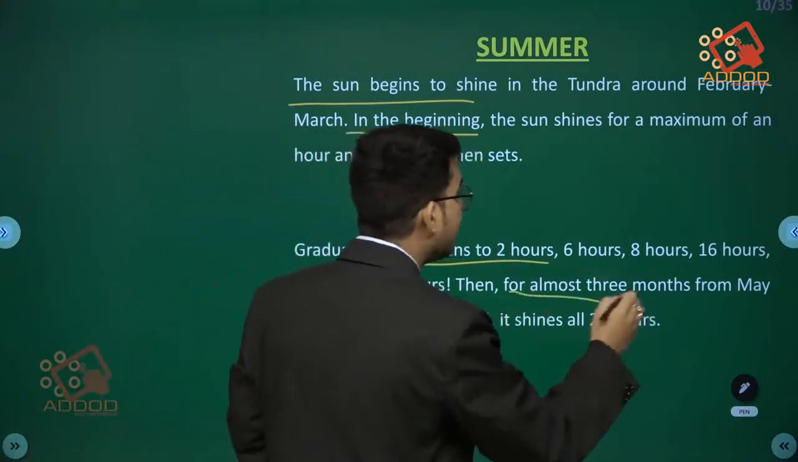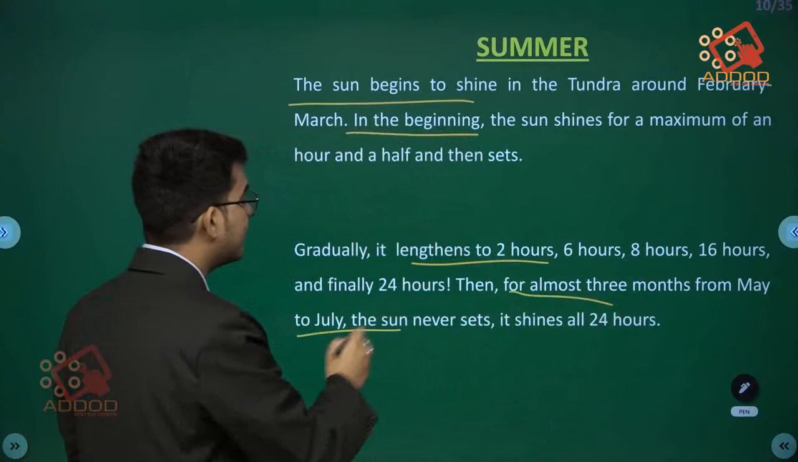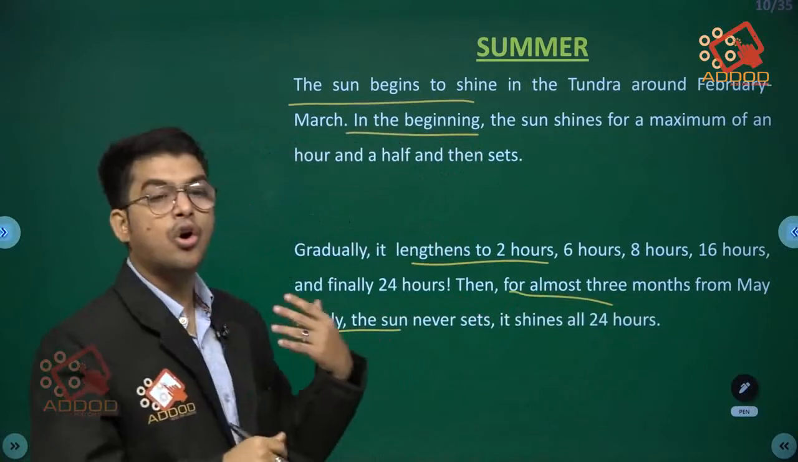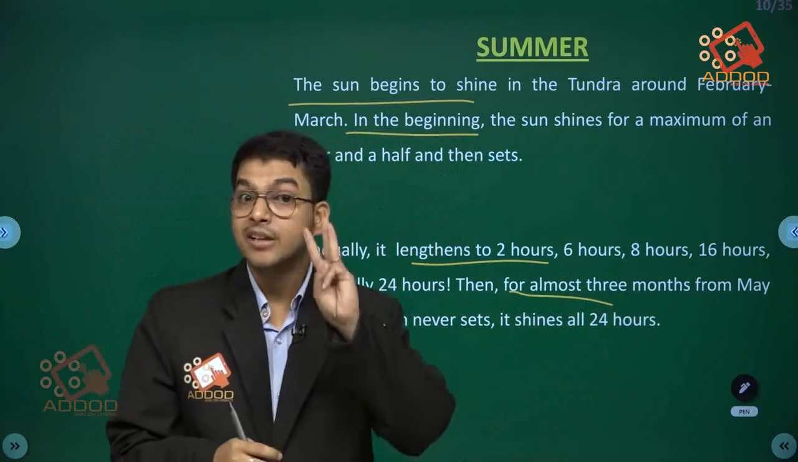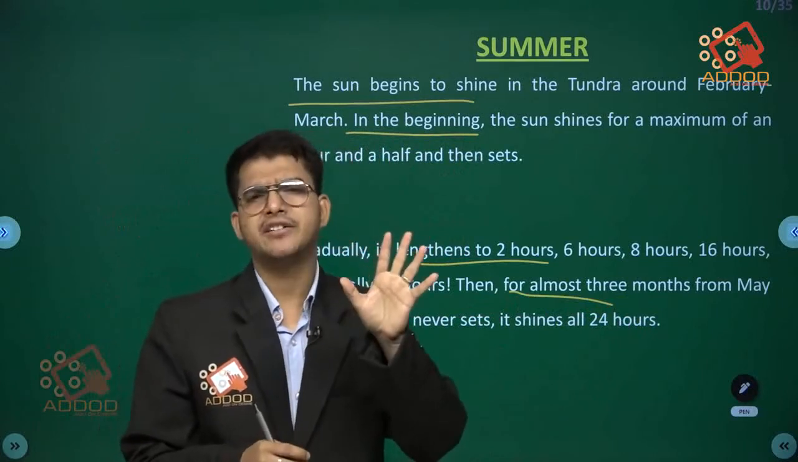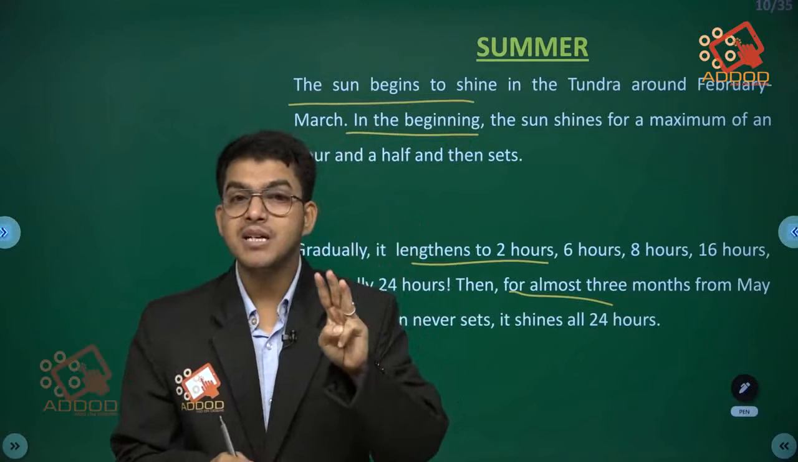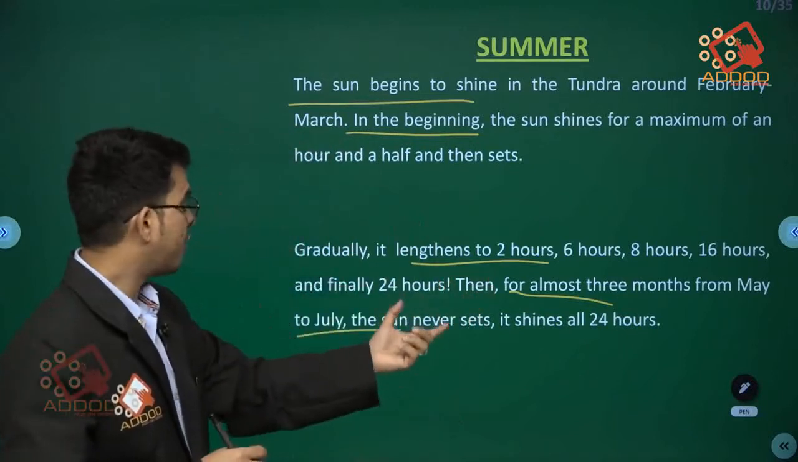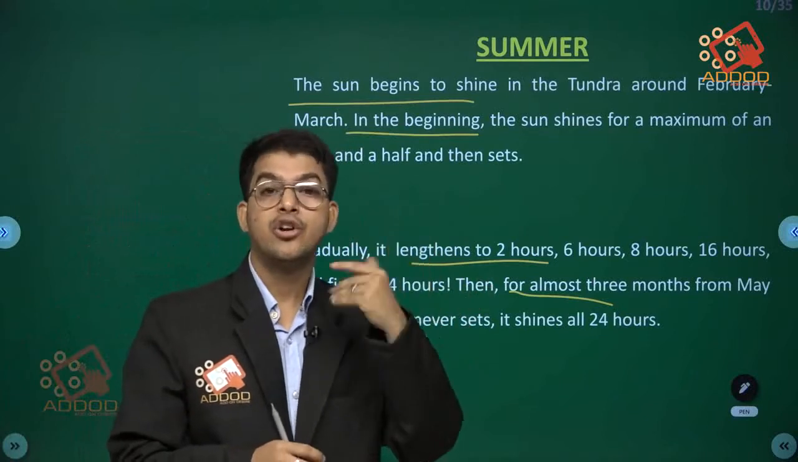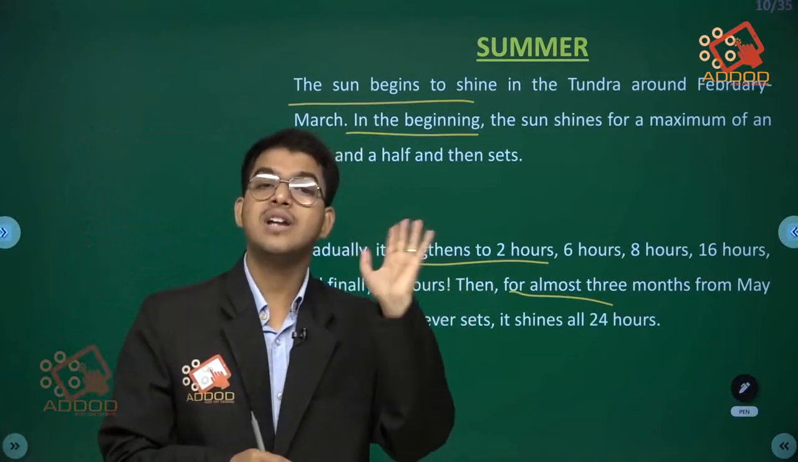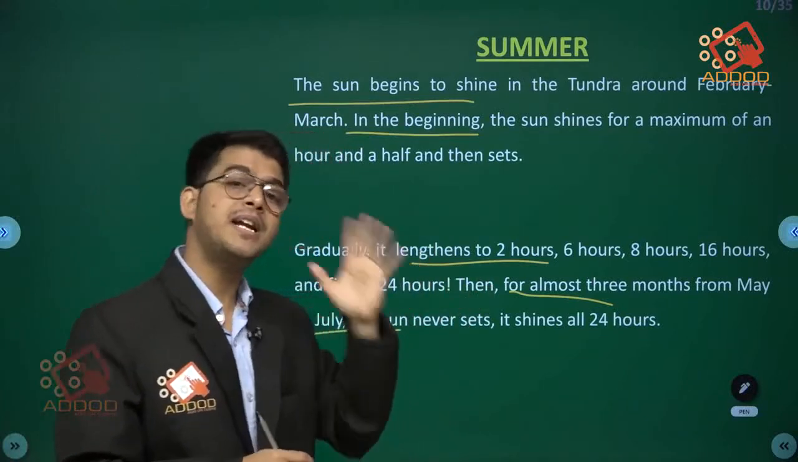Then for almost three months, from May to July, the sun never sets. It shines all 24 hours. How interesting is this? Three months completely night, completely dark, and three months, May, June, July, completely day. No evening, no dark, no night, completely day.